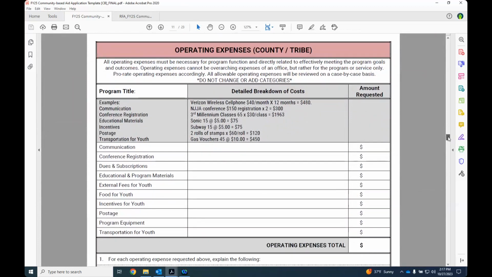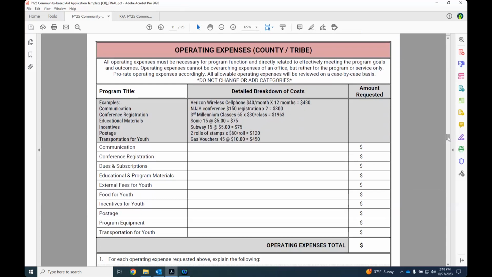Operating expenses. Again, these are pretty much the same. We did add the examples this year on here just to show you what we mean by the detailed breakdown of costs. I know that we changed this table last year and there was a little bit of confusion. This is how we would like to see this broken down. So if you're requesting postage, we would like to know how many rolls of stamps at how much equals the total amount requested. Same for incentives and food for youth.